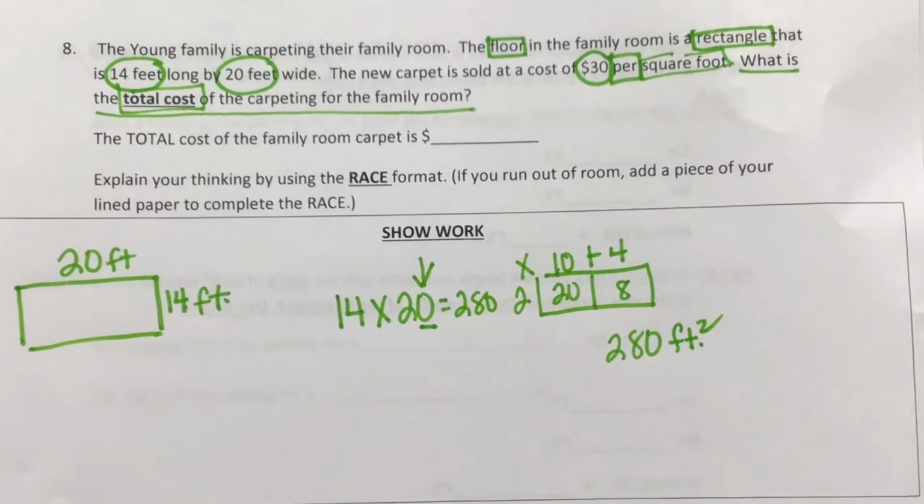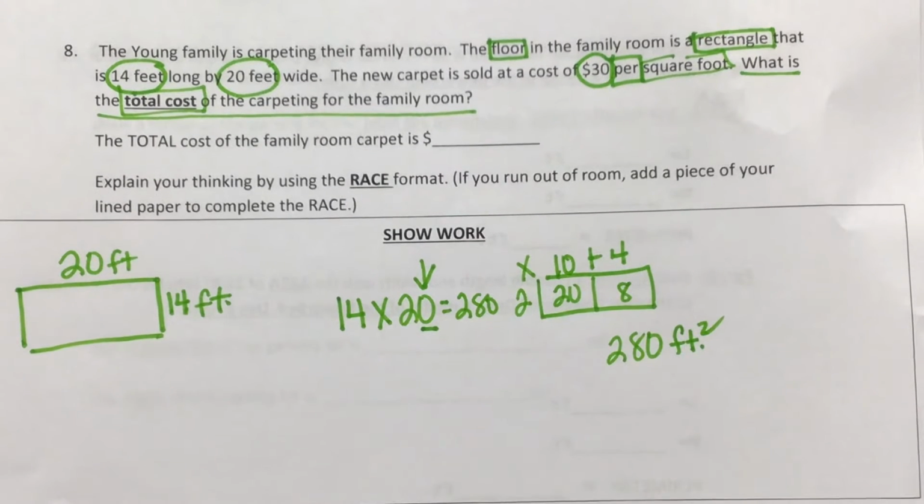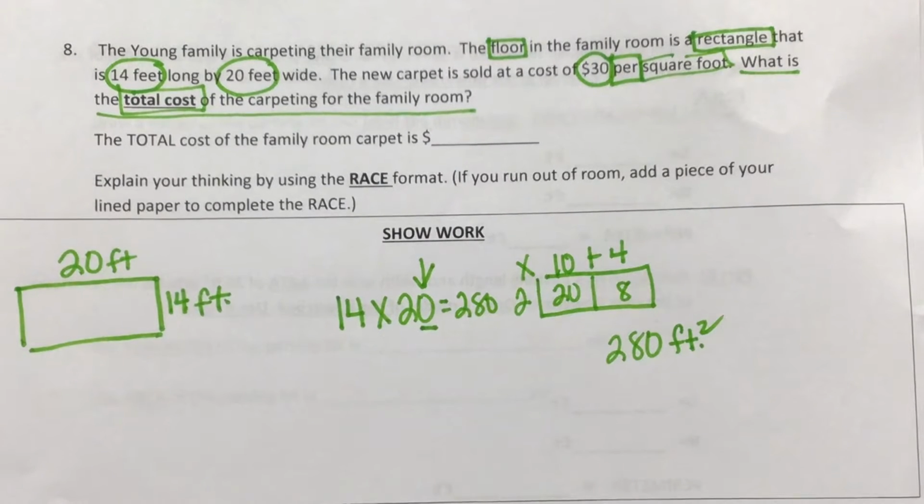Okay, so now I know what that number means. What do I know so far? What do I know, Trevor? That it's the area of the room. It's the area of the family room. What does my question ask me for? What is the question wanting?